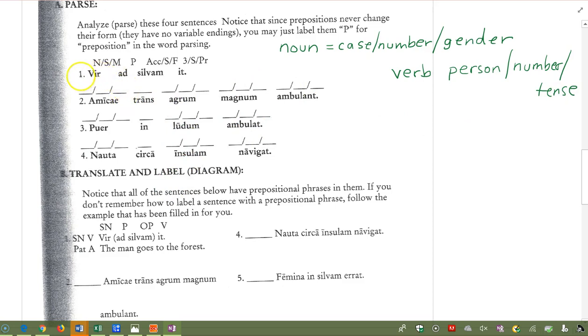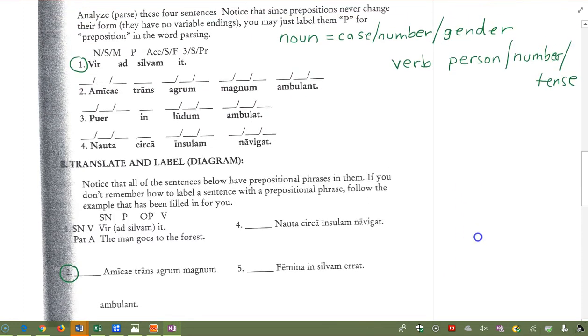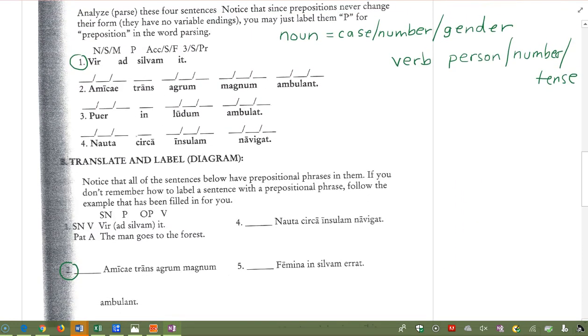So I will parse this one, okay? And then I'll help you with this one. And then I'm going to send you off to work on them. And when you're done, you can come back and you can correct them. Okay. Ad silvam it.